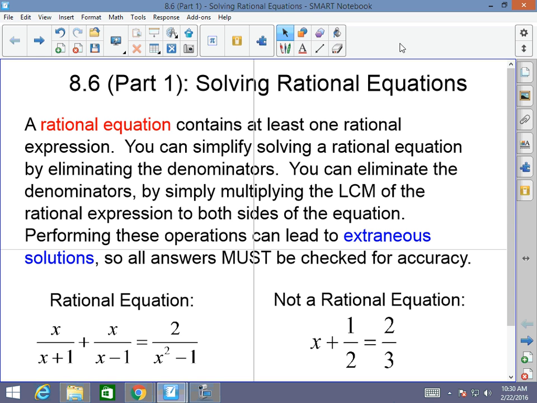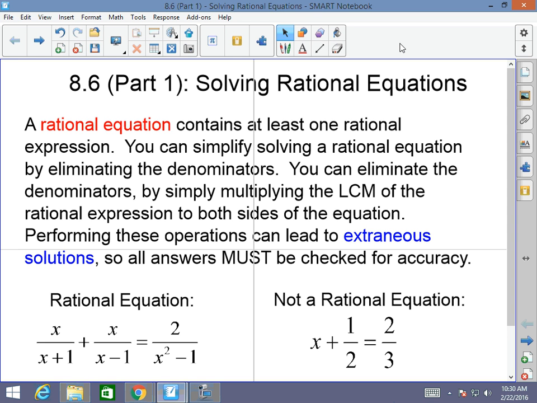A rational equation, similar to a rational expression, contains at least one rational expression. That means that it contains one fraction where there is a variable somewhere in the denominator. Okay? You can simplify solving a rational equation by literally eliminating the denominators. You can eliminate the denominators by simply multiplying the LCM, or in this case it'd be LCD really, because it's the least common denominator, of the rational expression to both sides of the equation.